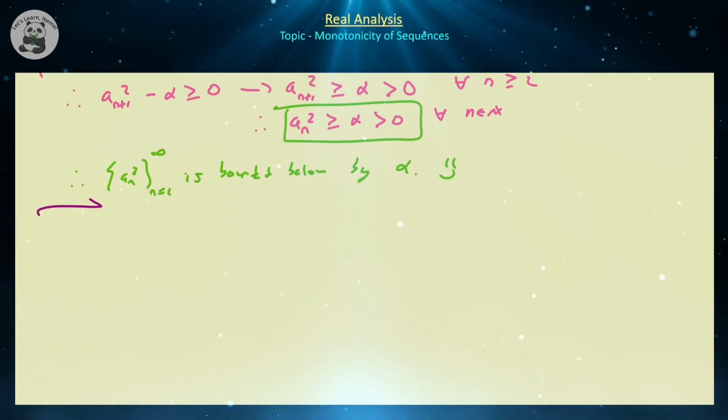And by the monotone convergence theorem, what do we have? So if a_n, well, all we know is it's bounded, but we don't know it's monotone, right?